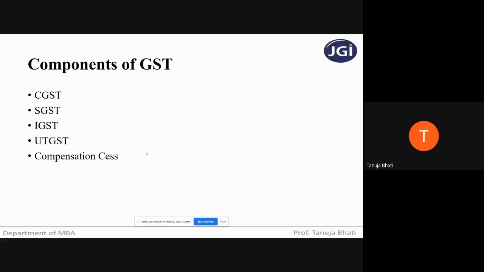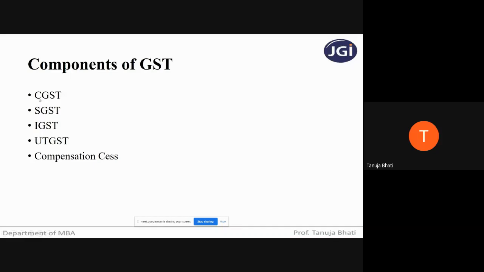Now, what do you mean by CGST? CGST stands for Central Goods and Service Tax. SGST stands for State Goods and Service Tax. IGST stands for Integrated Goods and Service Tax. UTGST stands for Union Territory Goods and Service Tax, and compensation cess. Now, what is all this? Just let me quickly explain you all.